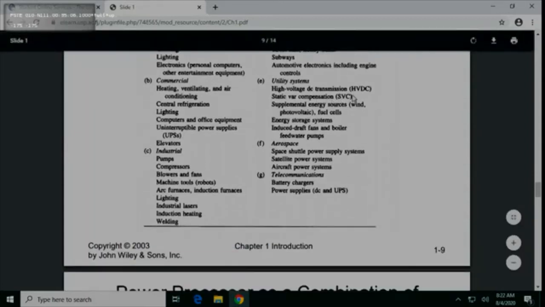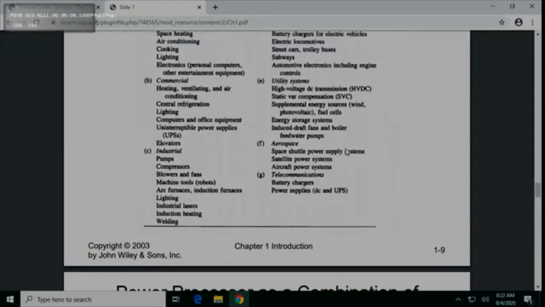Utility systems, so many examples. Look at this: aerospace, space shuttle, power supply systems. You can apply for SpaceX. I tried, but no reply. Satellite power systems, aircraft power systems, all of this.